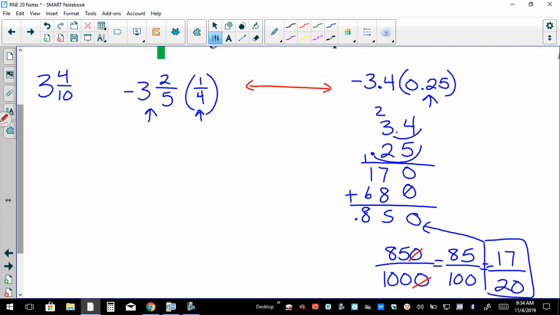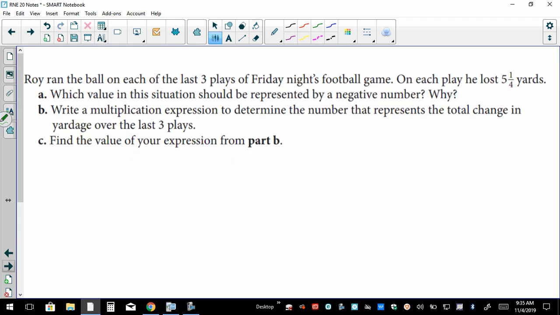So 3 times 5 is 15, plus 2 is 17 over 5. Everybody understand where I get 17/5 from 3 2/5? Yes? Okay. Times 1/4. Can I do any cross reducing there? No. 17 times 1 is 17, and 5 times 4 is 20. 17/20ths, and it is negative. Doesn't matter how you do it. You can do it in fraction form or decimal form, and it comes out the same. Okay, here's what I want you to do.